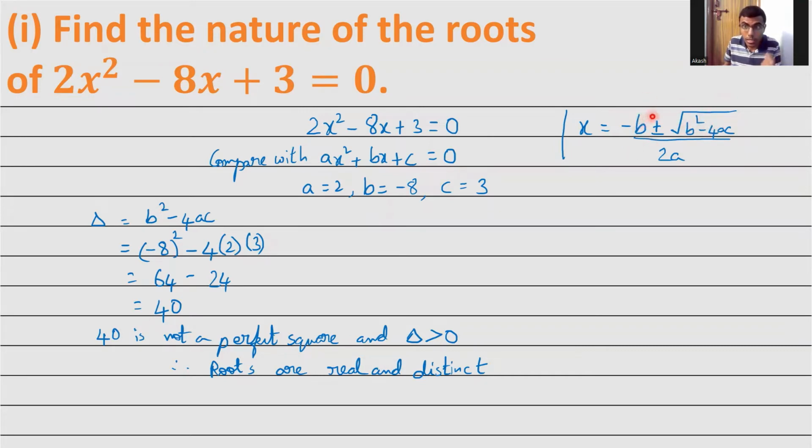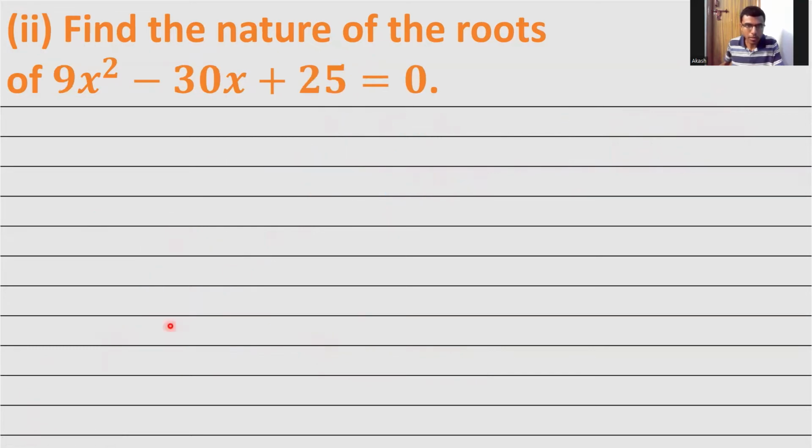So basically my roots at that time are going to be rational, but here 40 is not a perfect square, so I'd get minus b plus or minus root 40 by something. So root 40 you cannot make it rational, it's already irrational. So that's why the roots are going to be real. Irrational roots means you can put it as real, and since delta is greater than 0, the roots are going to be distinct. So this is a little concept about why, how, and why things are working out. Let's get into the next question.